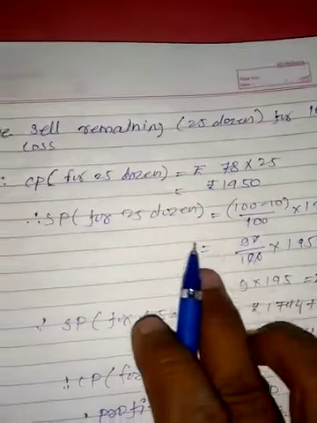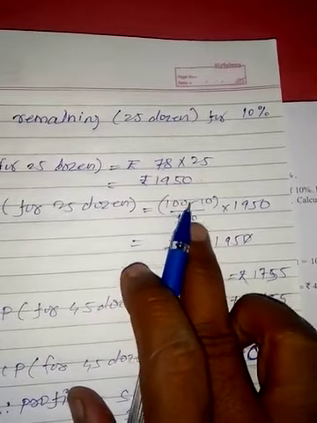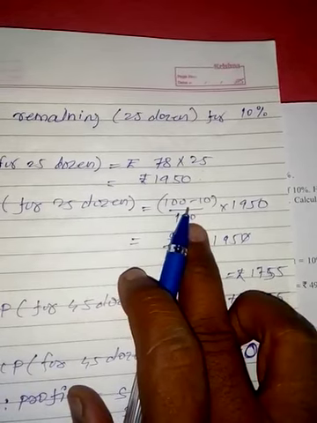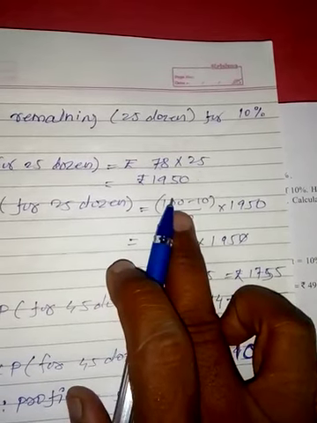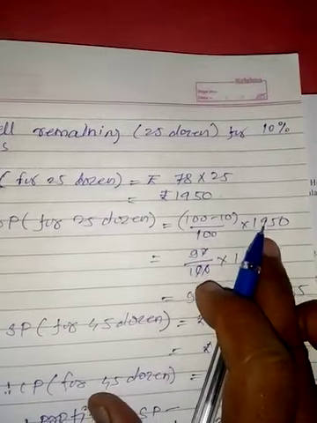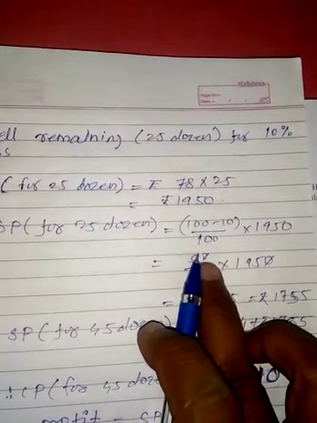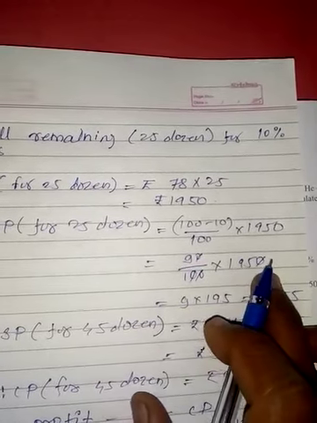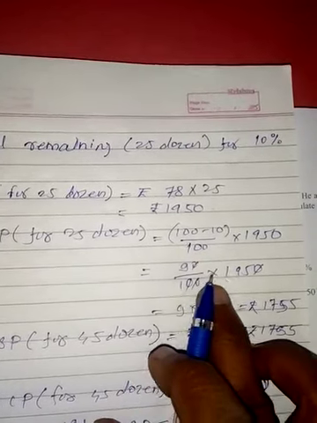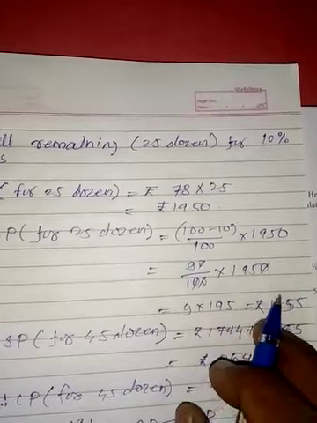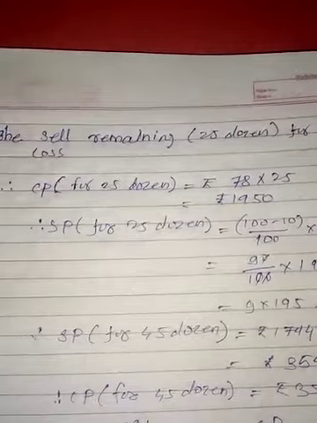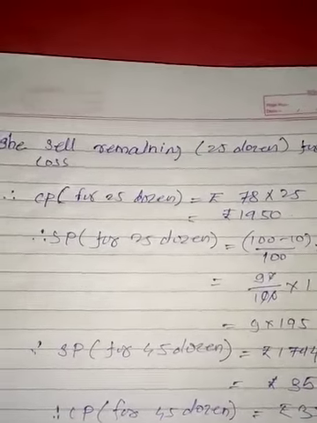So SP for 25 dozen is equal to what? This formula: 100 minus 10, the loss percent, so 100 minus loss percent upon 100. Put the values in, then here 90 upon 100 multiplied by 1,950. Cut the 0, cut the 0, 9 multiplied by 195, and the answer is 1,755. It is the selling price for the 25 dozen at the 10% loss.